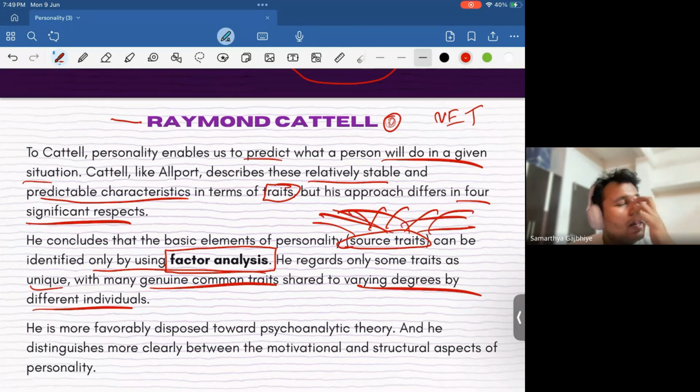Source traits are traits which are say सेंट्रल टू यू. जैसे सेंट्रल कार्डिनल ट्रेट्स वगैरह दिए थे ना, किसने दिए थे बताओ? We did not talk about this. और ये पूछने वाला है आपको एग्जाम में. Who gave cardinal, central and secondary traits?